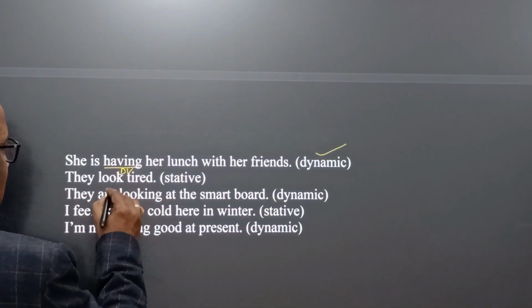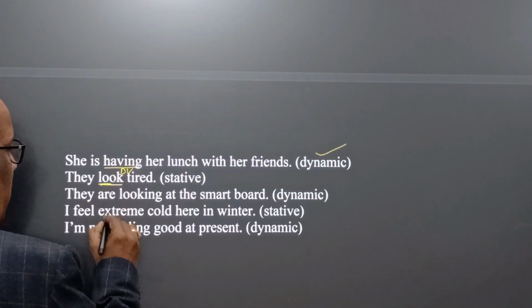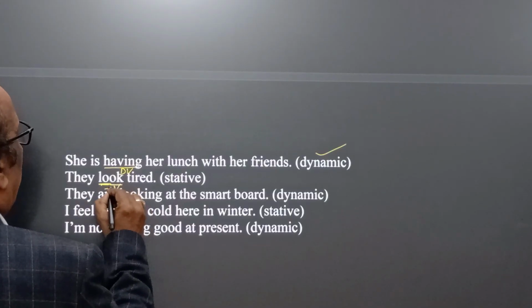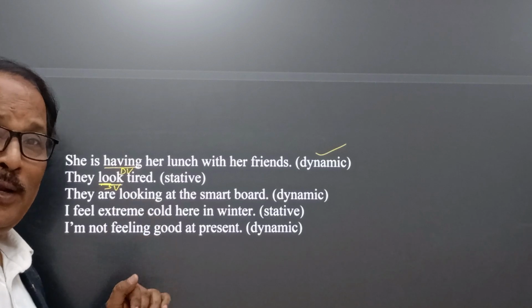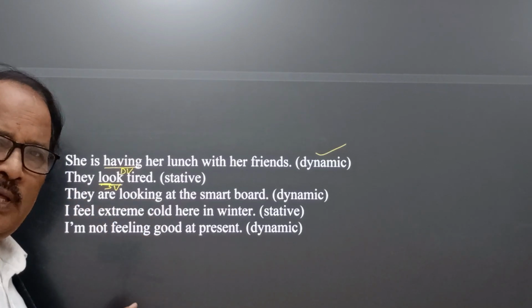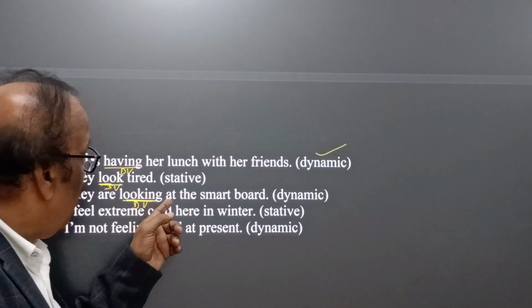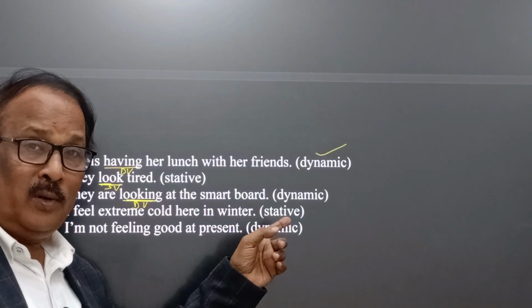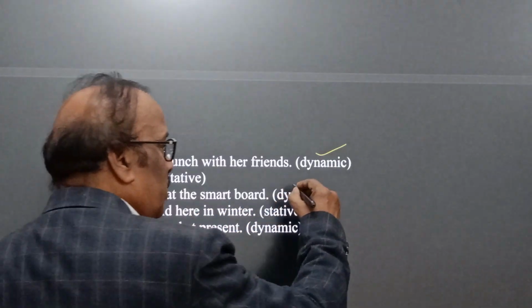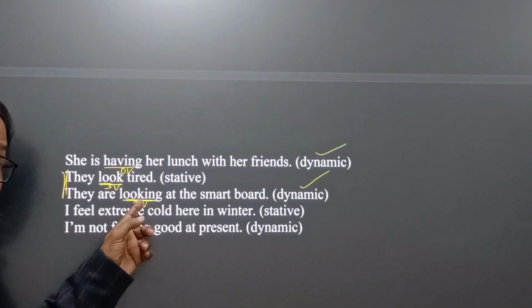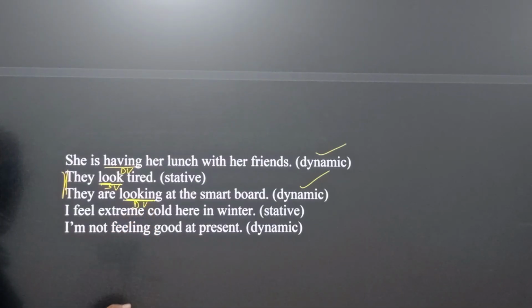They look tired. Here, look is a stative verb indicating the condition of the subject, they. But they are looking at the smart board. Here, the action is going on, continuing. Here, looking is the dynamic verb.